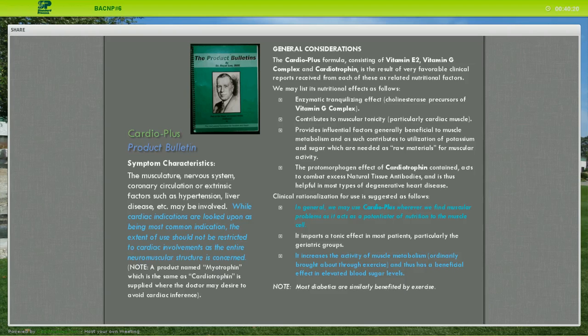So know that that is the same for the cardiotrophin as well. It's called myotrophin. So we can use this as not only a cardiac support but a muscular support. And I often do in patients that are more athletically inclined and trying to improve their times, particularly in endurance sports. So it goes on further to say, we can use Cardio Plus wherever we find muscular problems, as it potentiates the nutrition to the muscle cell, or in this case, it potentiates the nutrition to the cardiac cell.